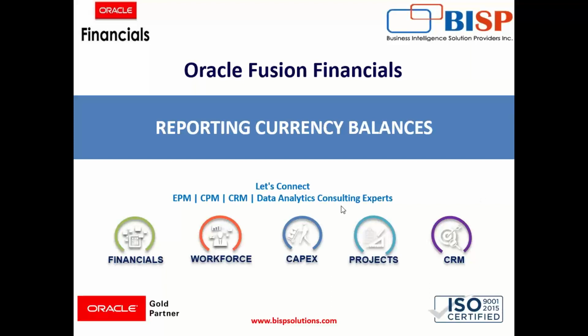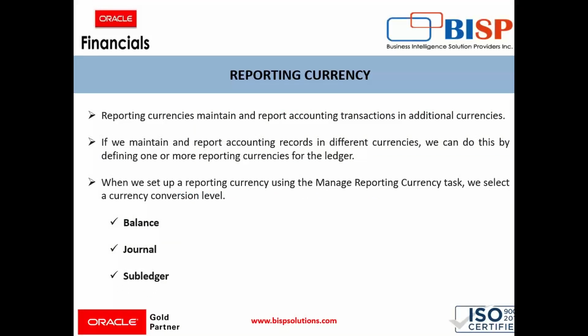While setting the primary ledger, we can set a reporting currency balances. We can maintain and report accounting transactions in additional currencies by maintaining the reporting currencies books or reporting currency ledger. If we maintain and report accounting records in different currencies, we can do this by defining one or more reporting currencies for the ledger. So, apart from the currency mentioned in the primary ledger, the journal entry can be recorded in that currency and in the reporting currency also.